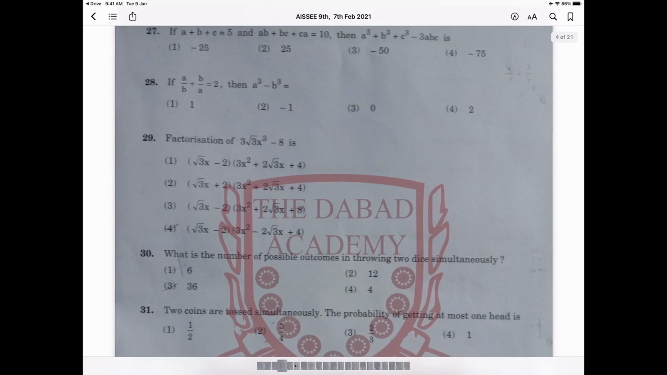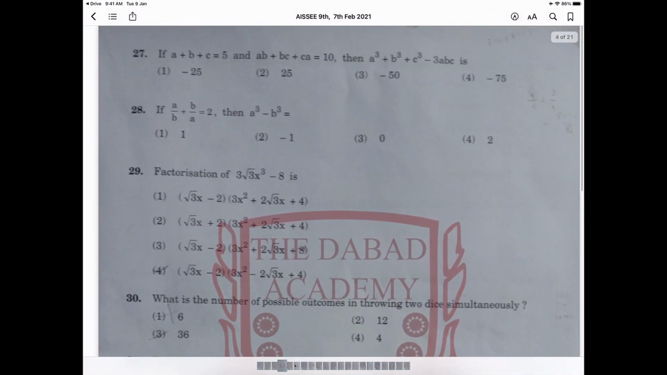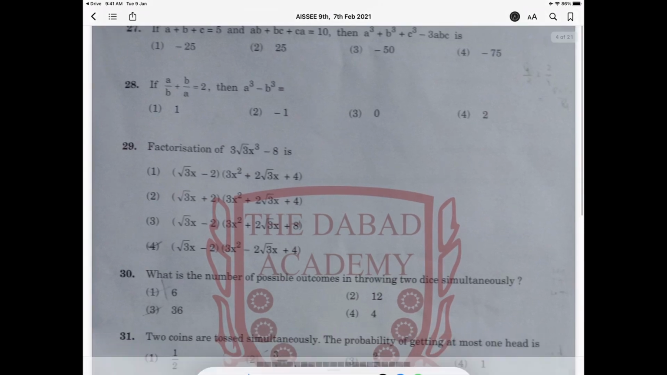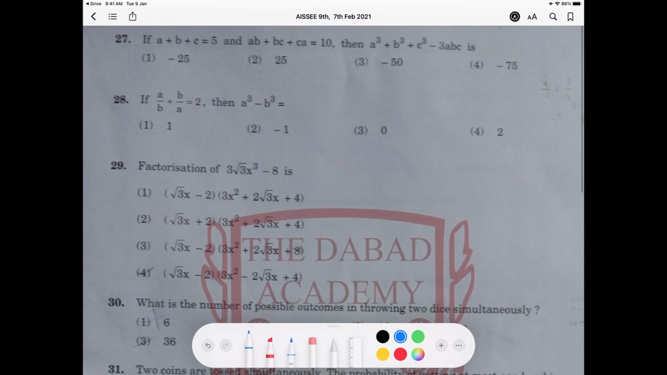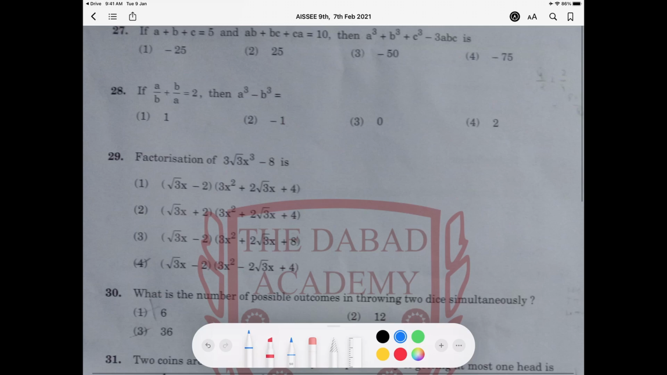question number 27, we have a plus b plus c is equal to 5, ab plus bc plus ca is equal to 10, then a cube plus b cube plus c cube minus 3abc. This question is based on direct formulas like a minus b whole raised to power 3, a cube minus b cube, so this formula is based on those questions. So upon solving you will get the final answer to be option number 1, -25.